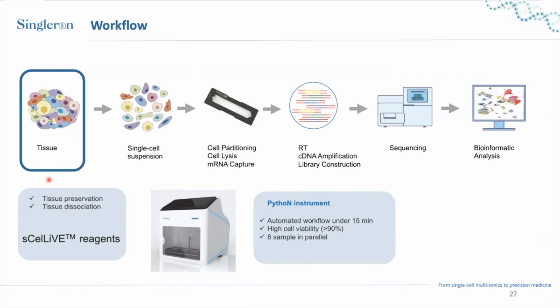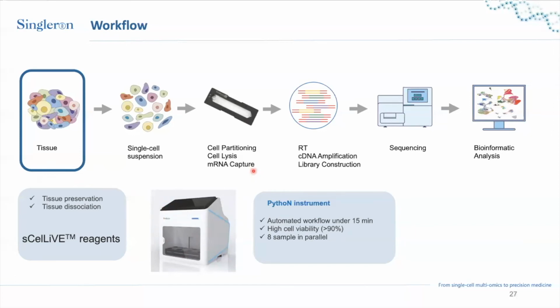So as you know, there are different tissues, and each tissue needs to be optimized specifically. But for this purpose, we developed reagents that contain tissue preservation and tissue dissociation, which suit universal needs. For people who are interested in automation, we also have an instrument for dissociating tissues, and that can perform the entire workflow in under 15 minutes.